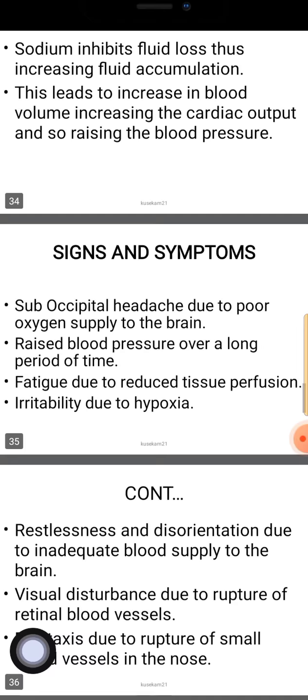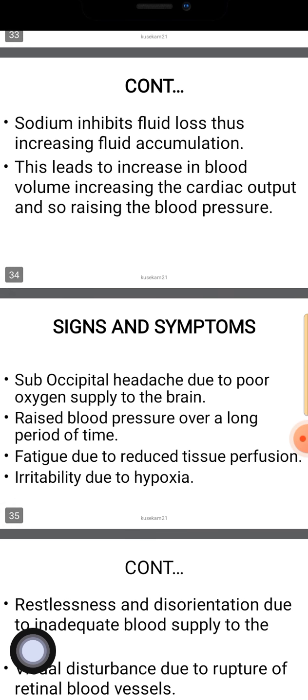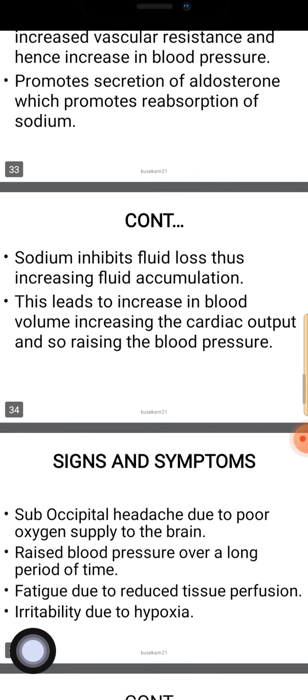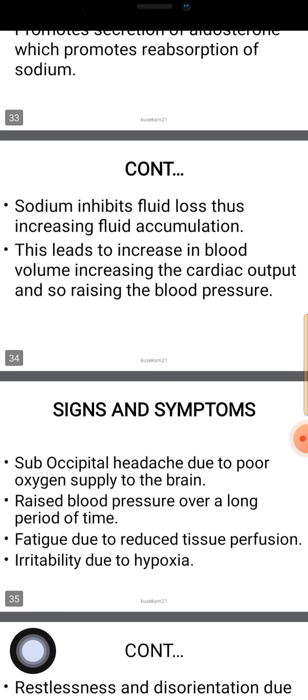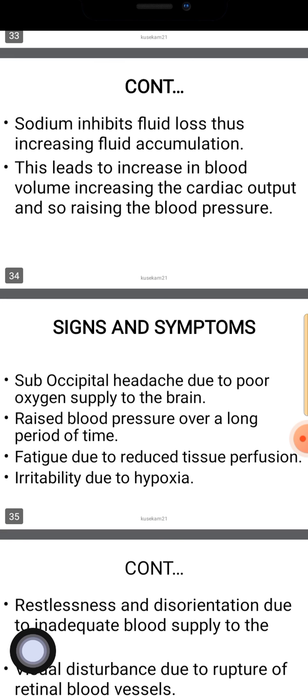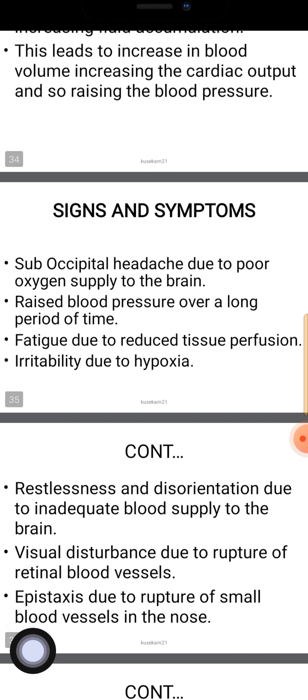So from what we have discussed, we can have the picture with the system, where the signs and symptoms come. We talked about the kidney, talked about the endocrine system, talked about the main things that happen when there is hypertension. So from that we can draw the signs and symptoms. So we do have signs and symptoms, which is suboccipital headache due to poor oxygen supply to the brain.